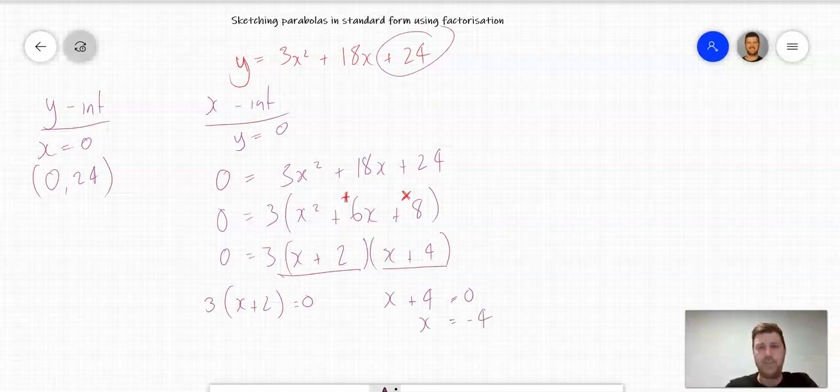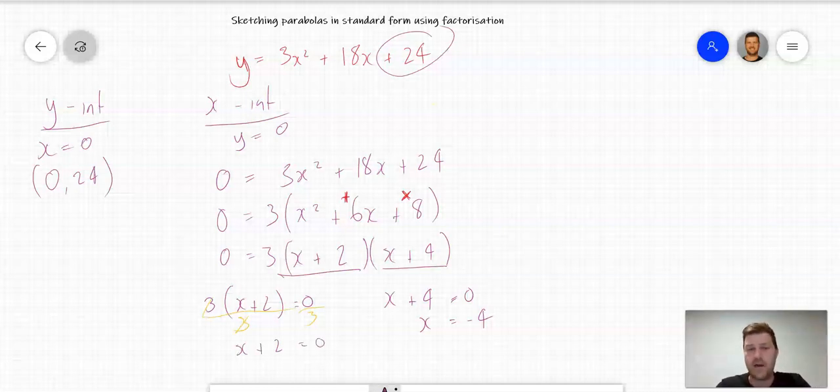But this next part, I've got to get rid of that 3 first. So the way I sort of teach it is to divide by 3 on both sides to remove that 3. If I divide 0 by 3, it's still 0. So that's why it doesn't really matter. I'm now left with x plus 2 still equals 0.